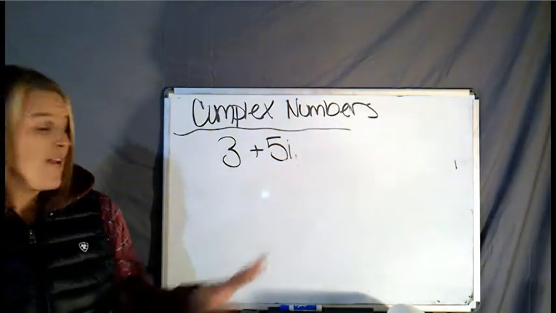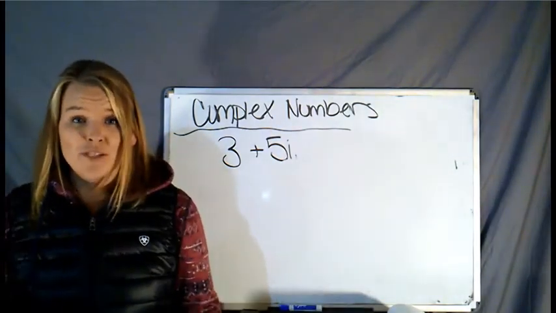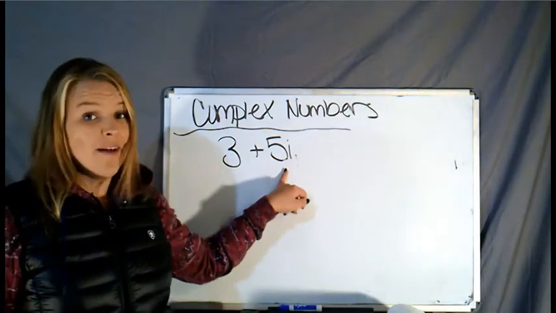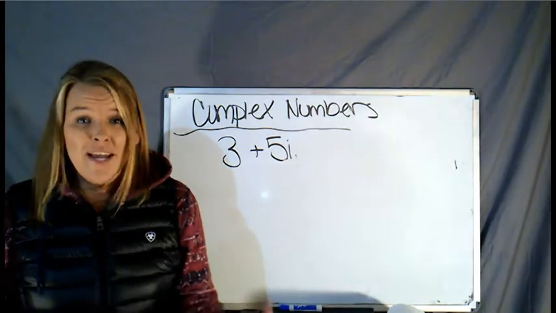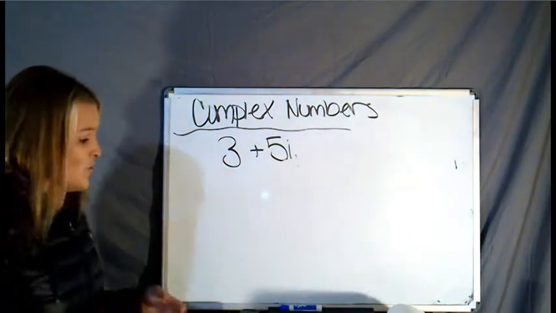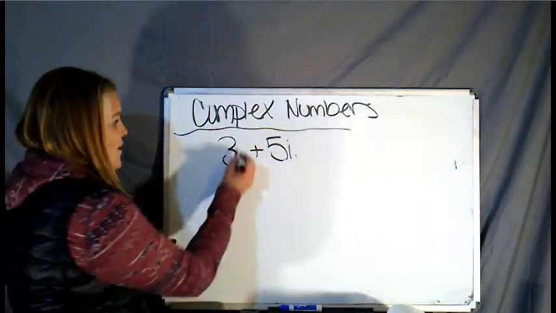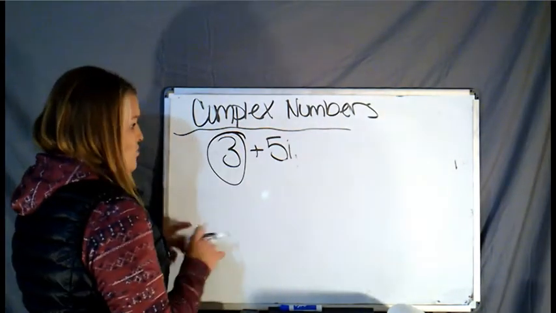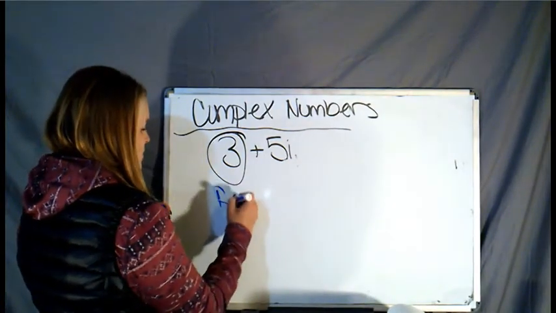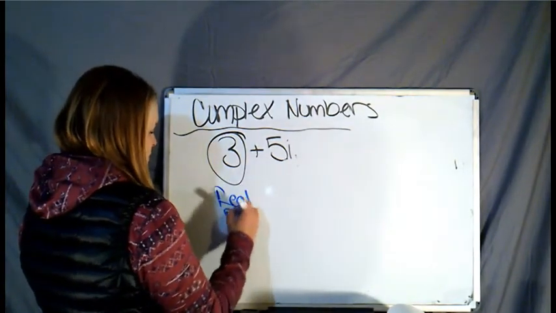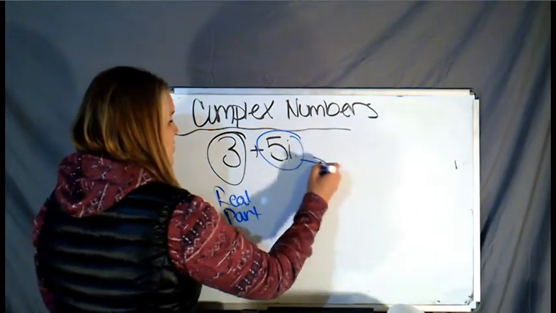Do not do that, because these are as simple as they get. We cannot add real numbers to imaginary ones. We can multiply them, because that makes it an imaginary number. We can't add the two. So let's pick out the parts of this first of all. This is real. Your real part. And this is your imaginary part.